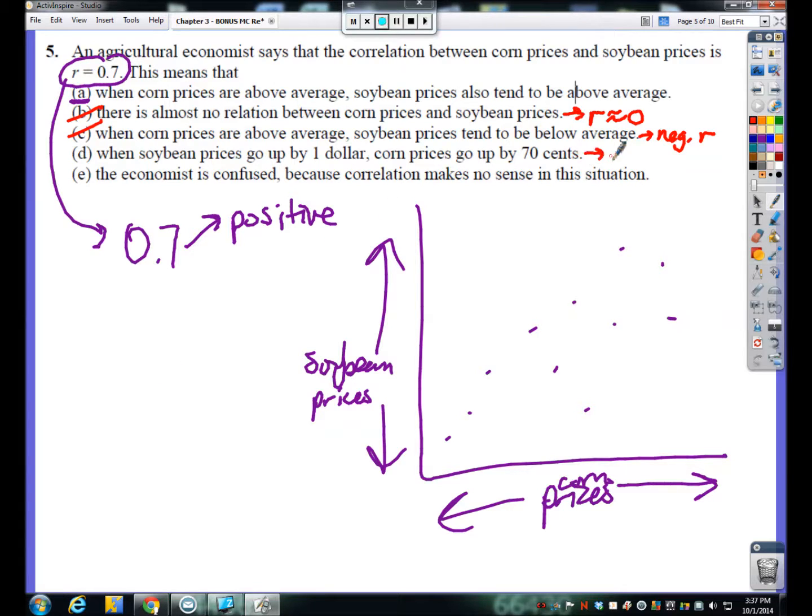D: when soybean prices go up by $1, corn prices go up by 70 cents. Well, they're trying to use the slope interpretation with the wrong value. You can't use the 0.7 to interpret it as a slope. So that's off. And then E: the economist is confused because correlation makes no sense in the situation. Well, we can calculate correlation if our two variables are both quantitative, meaning that they are both numerical. And corn prices and soybean prices are numerical things that we can do quantitative things with, so it actually does make sense. So it really must be the A we initially thought.